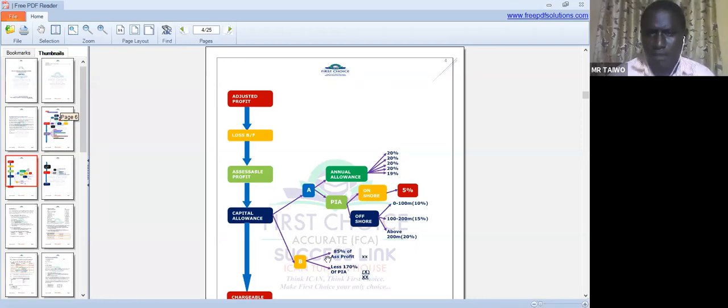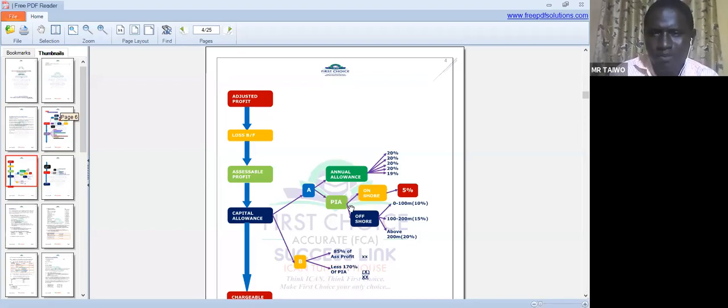Now, if you look at it, the annual allowance is this, and they also have an additional allowance, which is the petroleum investment allowance. That petroleum investment allowance will depend on the location of that qualifying capital expenditure, in the water, either onshore or offshore. If it is onshore, it will be 5% petroleum investment allowance. If it is offshore, depending on the location, between 0 to 100 meters, it is 10%. Between 100 to 200 meters it is 15%, and above 200 meters it is 20%.